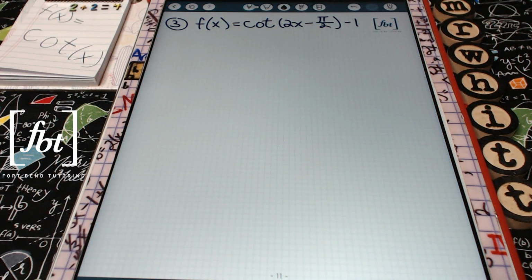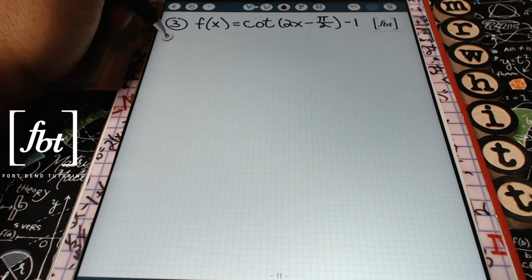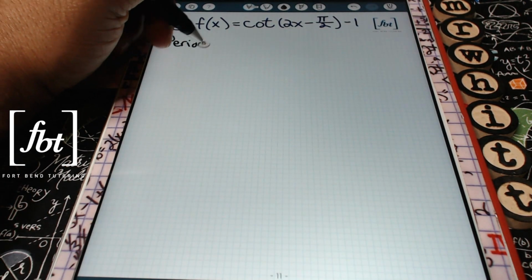All right, continuing on. Here in problem number 3, we have f of x equals cotangent of 2x minus pi over 2, minus 1. Right. Well, my process is going to remain the same. I want to start out by finding out what this period is.